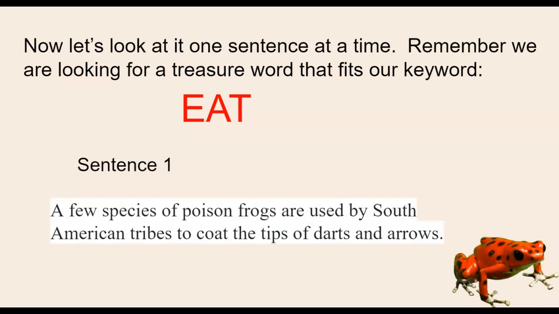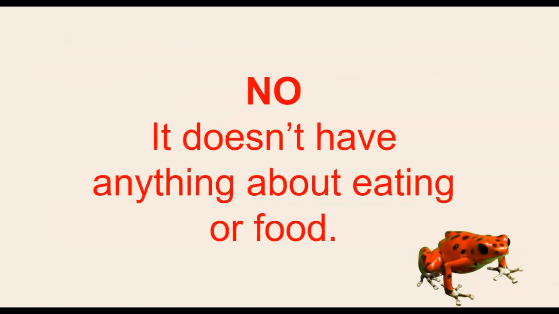Here's our sentence: "A few species of poison frogs are used by South American tribes to coat the tips of darts and arrows." I want you to tell me, are there any treasure words in here? And if there are, write them down. If there's not, write a no. Okay, go ahead and do that. So the answer is no. It doesn't have anything about eating or food. So we just ignored everything in that sentence.